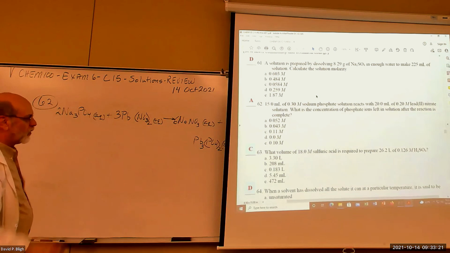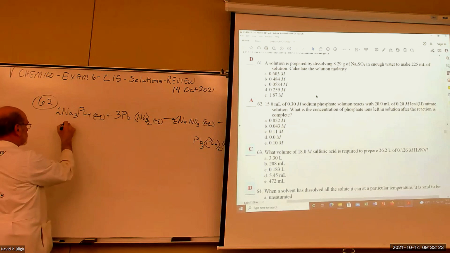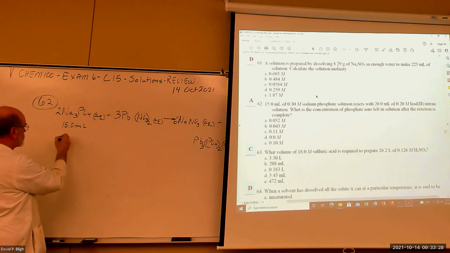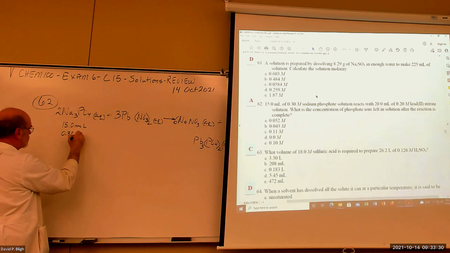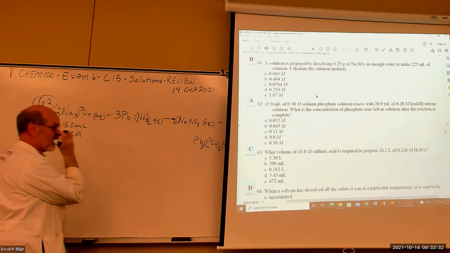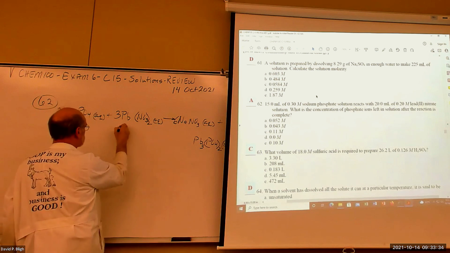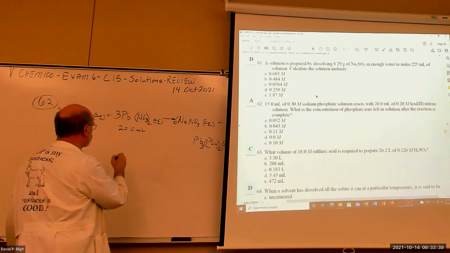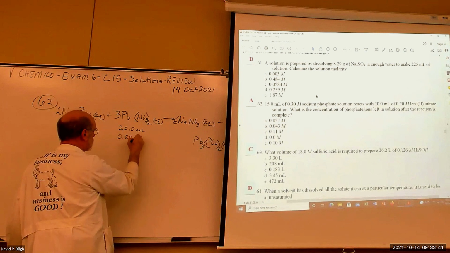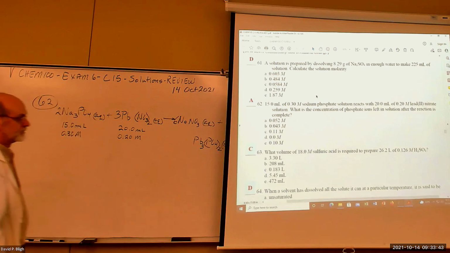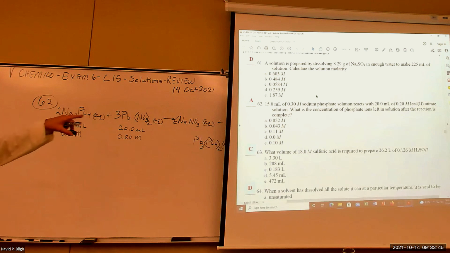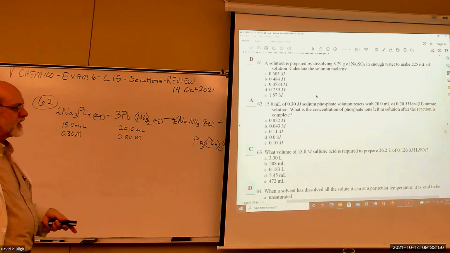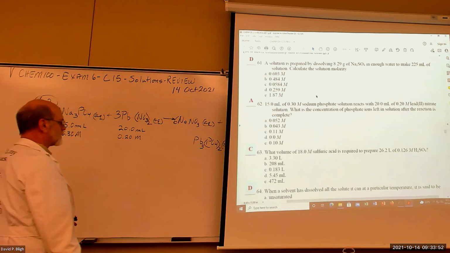15 milliliters of 0.3 molar phosphate. 15 milliliters of 0.3 molar, and then 20 milliliters of 0.2 molar. All right, now we've got everything from there on the board. What's the concentration of phosphate ions left in solution after the reaction is complete?